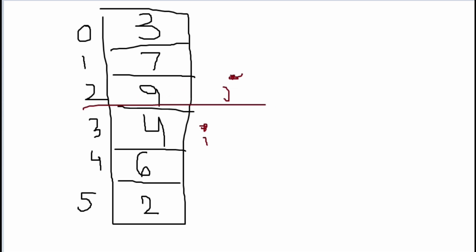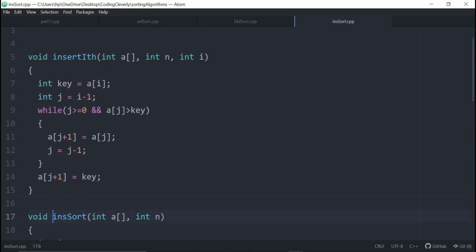If I go back over here in my code, this is going to be the process, insert ith. It has an array, it has the n size, it has the element I, and it says that key is equal to a sub I. So there's going to be a variable that's stored, and J is equal to I-1, and it checks that J is greater than or equal to 0, and a sub J is greater than the key. So it should be working like that, and let's see if I can implement it here.